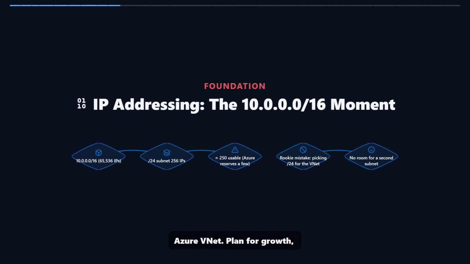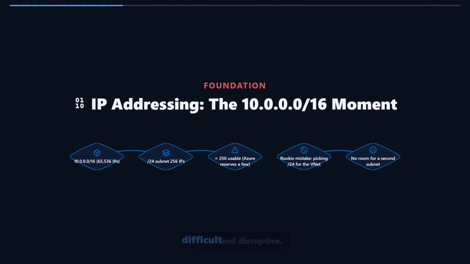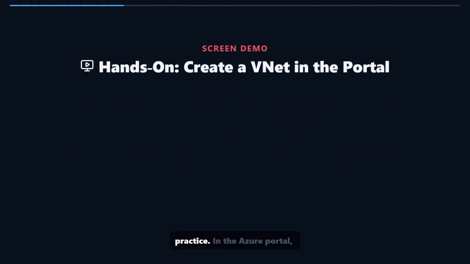Plan for growth, avoid overlapping ranges, and leave room for future subnets. Changing an IP design after production systems are deployed can be difficult and disruptive. Let's put the foundation into practice.